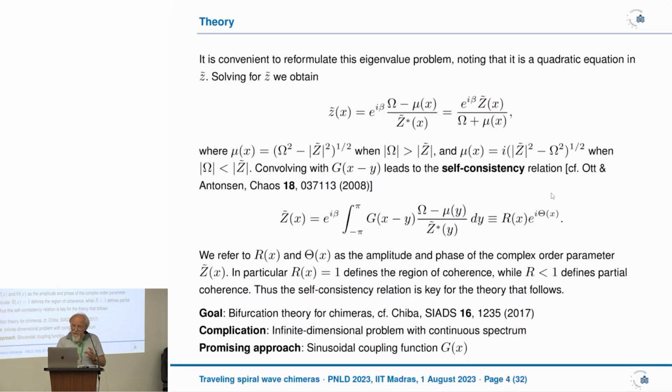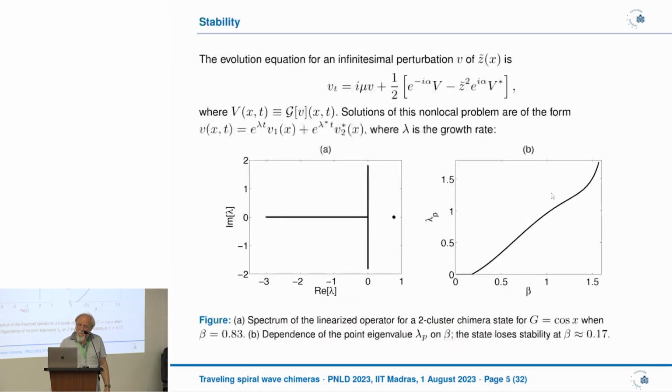But there are ways of getting around this, and that is to make specific choices of this coupling function, and in particular, choosing harmonic functions for the coupling function is very helpful because it reduces an infinite dimensional problem to a finite dimensional one. So just very quickly, this is what the linear stability problem would look like for this particular case.